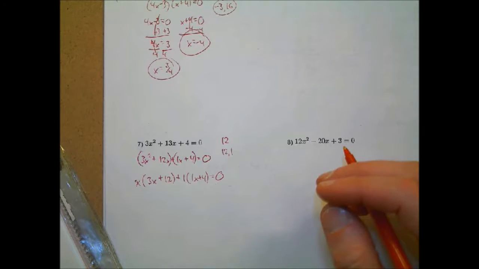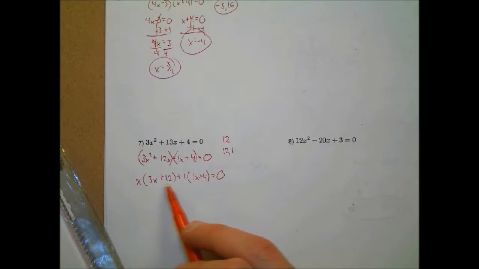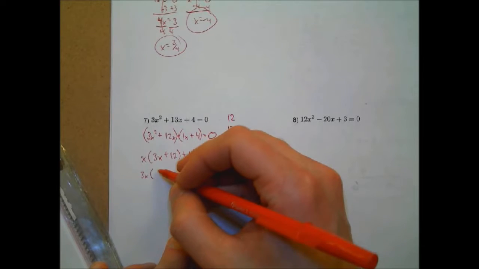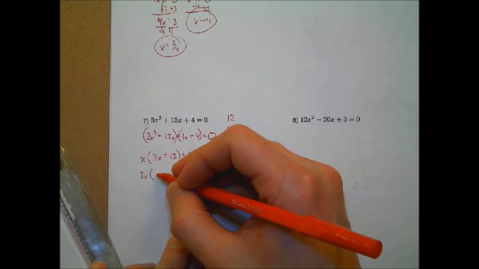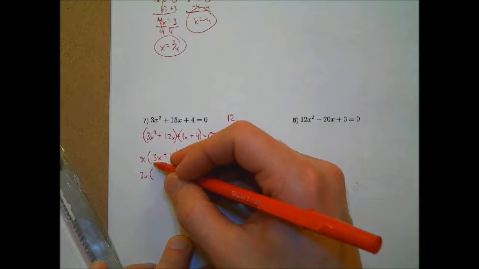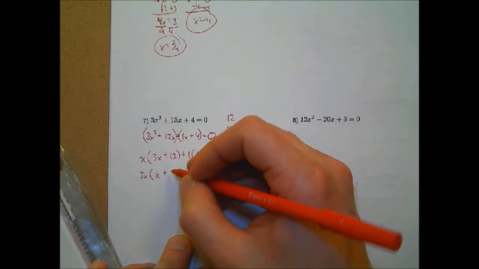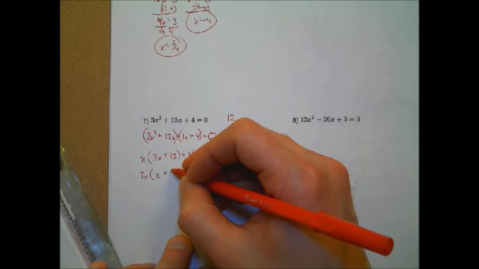Ben, was there anything else we could take out of here? Divide by a 3. So we'll pull a 3 out front as well. 3x divided by 3 leaves us with just what? It's supposed to be 1x. And then 12 divided by 3? 4. That's okay.